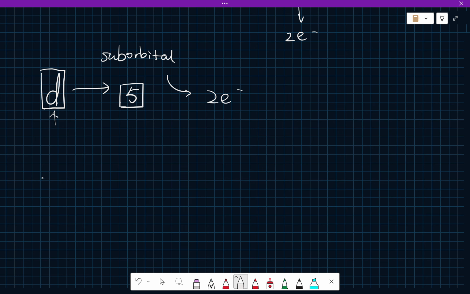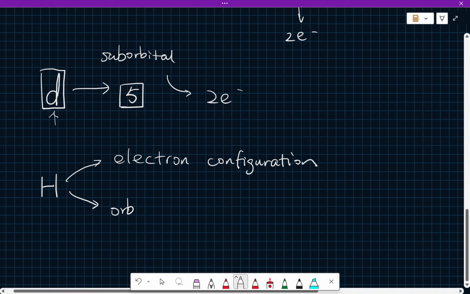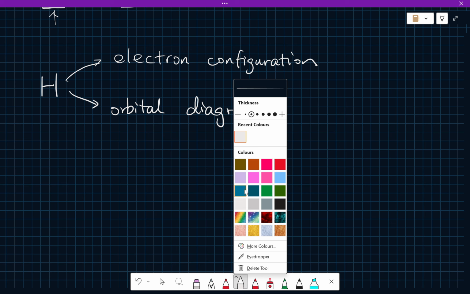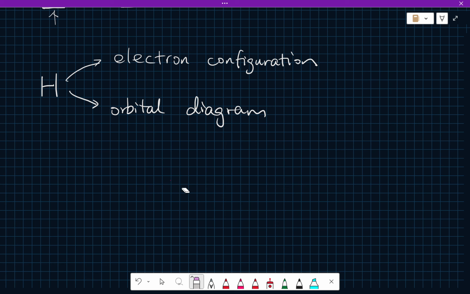So for example, if I want to represent hydrogen, there are 2 ways to write it. First way, we can write the electron configuration of hydrogen using the orbitals. The second one is the orbital diagram. So we're going to look at each of them respectively. So first, let's look at the electron configuration.